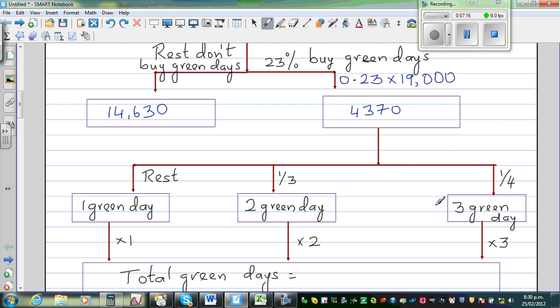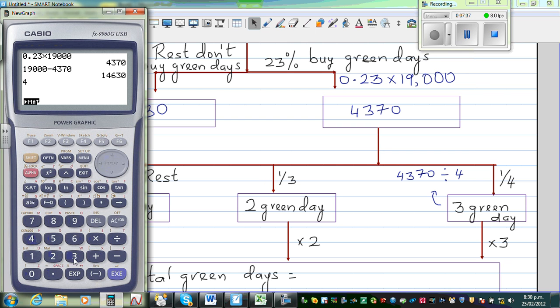So now to calculate that, it would be 4,370 divided by 4, since 25% means dividing by 4. Let me use a calculator. 4,370 divided by 4 is 1,092.5. You can't have 0.5 people, so you can either round this up or round it down.